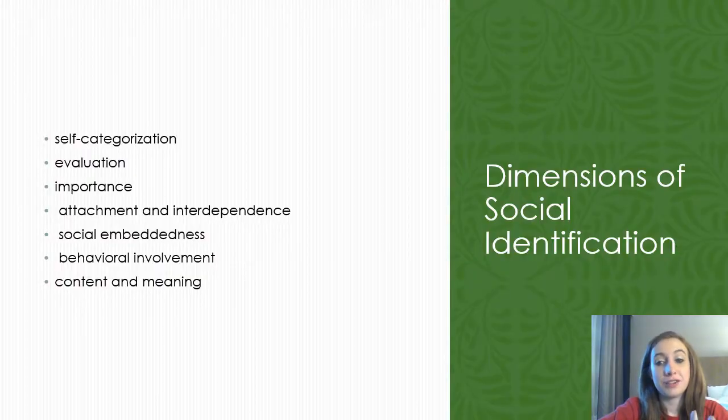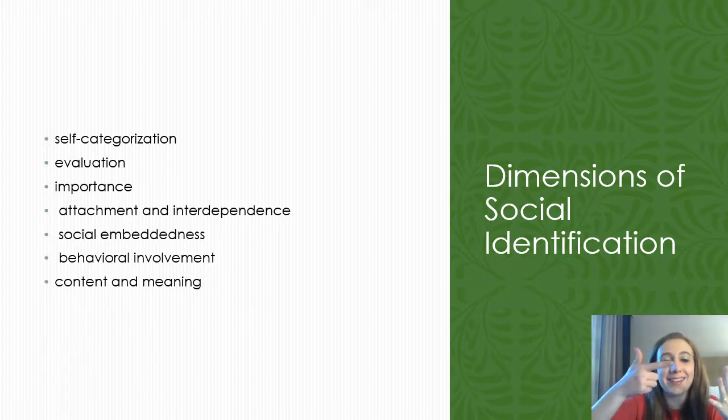So now we have dimensions of social identification, and I'm going to go ahead and warn you, this is probably the longest slide because there are 7 dimensions of social identification. Social identification explains that an individual derives meaning from membership in a group. Social identity theory posits that membership to social groups serves to enhance and maintain self-esteem. Social identification has as many as 7 different components, like I said. They're listed for you on the side. There's self-categorization, evaluation, importance, attachment and interdependence, social embeddedness, behavioral involvement, and content and meaning.